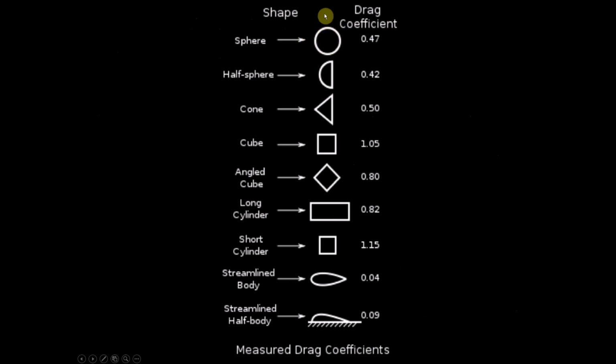That means the drag coefficient for a sphere is 0.47. Half a sphere, 0.42. If we deal with a cone, it's 0.5, and as you can see, a cube is 1.05, but an angled cube is 0.8. So this is to do with how fluids will flow around an individual object. Long cylinders, 0.82, short cylinders, 1.15.